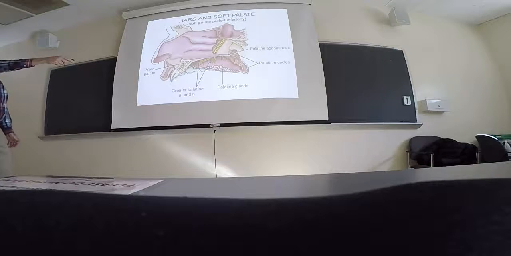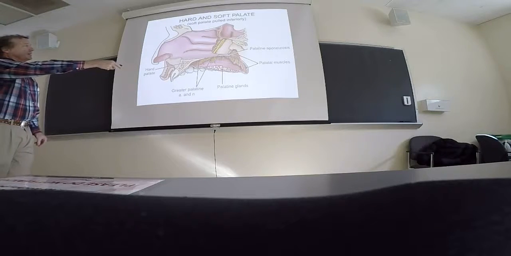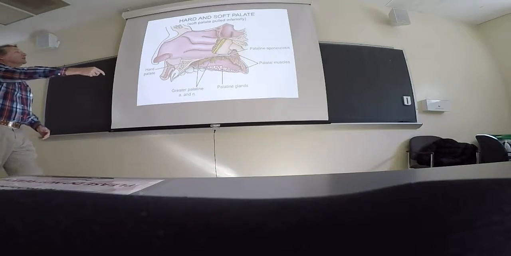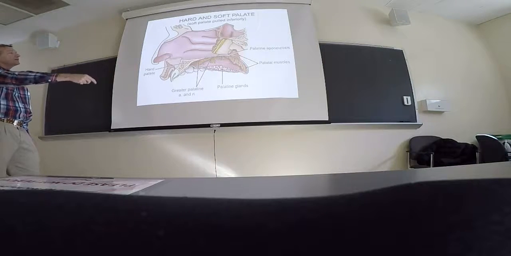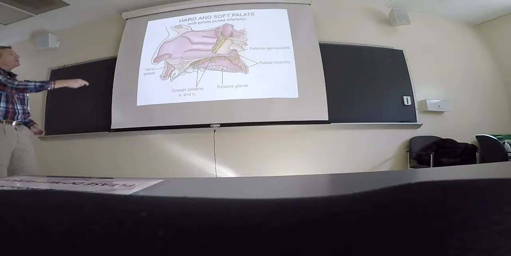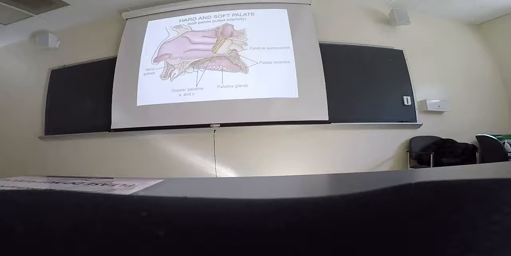So this big one up front are the greater palatine artery and nerve, and they extend forward and supply innervation and blood supply to the part of the palate that's basically beneath the maxilla, or the whole area of the hard palate. So the greater palatine comes forward all the way up here. The lesser palatine nerves and arteries extend posteriorly, and they supply the soft palate.